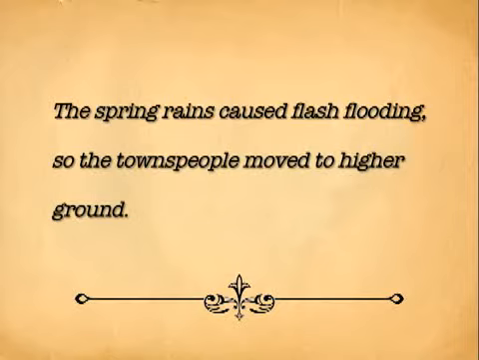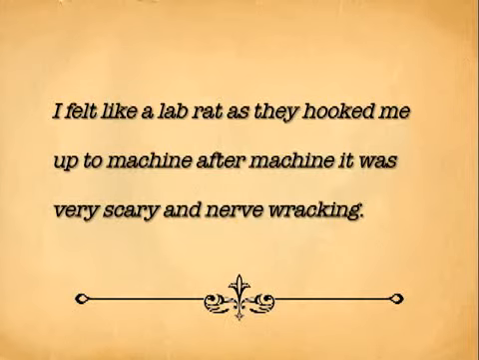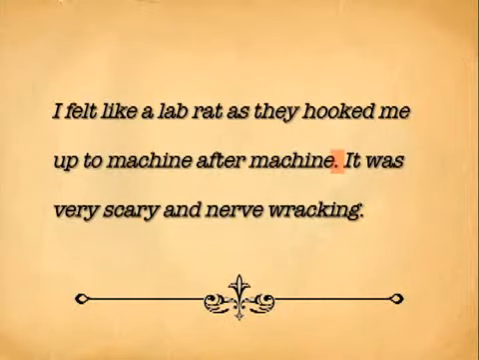Problem solved. Let's take a look at an example taken from a student paper. I felt like a lab rat as they hooked me up to machine after machine. It was very scary and nerve-wracking. In this case, you could argue for a period. Again, this would be a perfectly adequate way to solve the problem. They hooked me up to machine after machine. Period. New sentence. It was very scary and nerve-wracking. But again, you're not coordinating in this case. And if you want to show a relationship, you might want to use one of those coordinating devices. A semicolon might work nicely in this case.